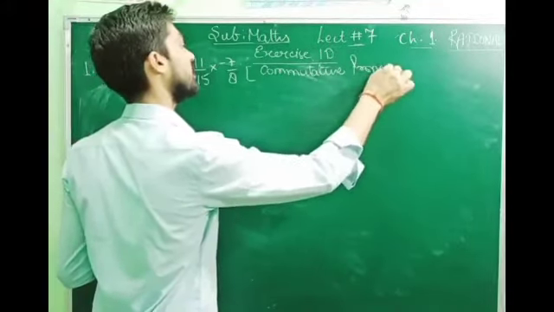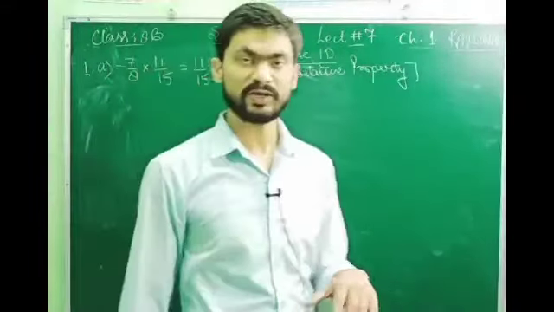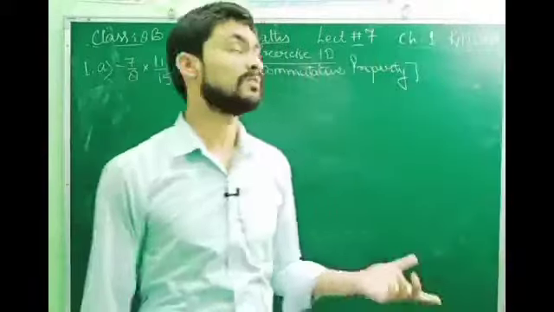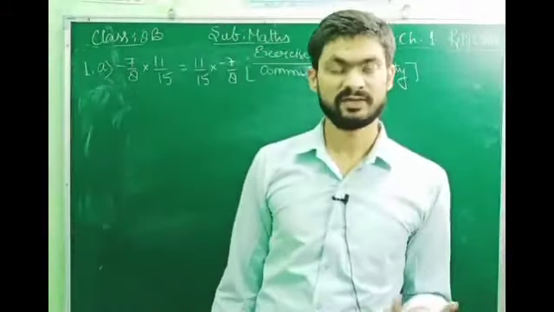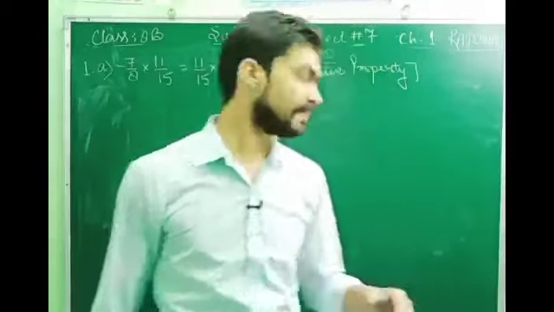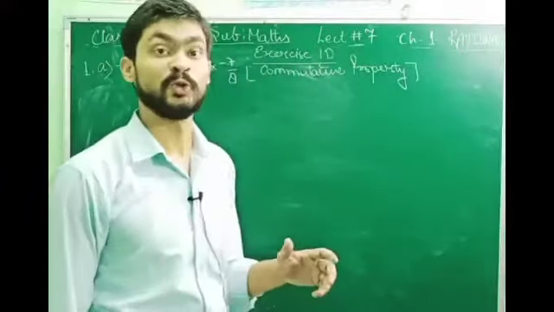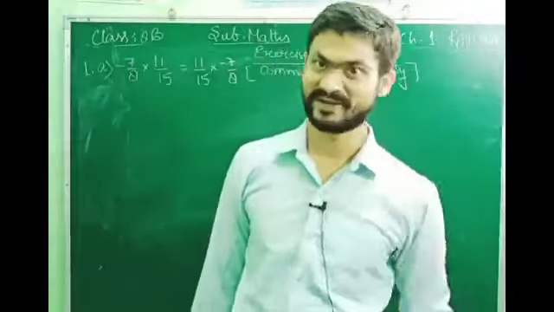Or you can write commutativity, both are correct. Associative property or associativity, commutative property or commutativity. But don't write distributivity. Okay? Distributive property is always written as distributive property. And closure property is closivity? No. Closure property is closure property only.